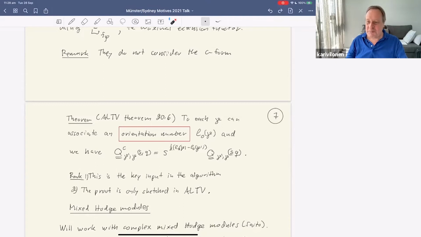The slightly strange part is that this proof is only sketched in the actual paper. And at least I didn't understand the proof, or the sketch.